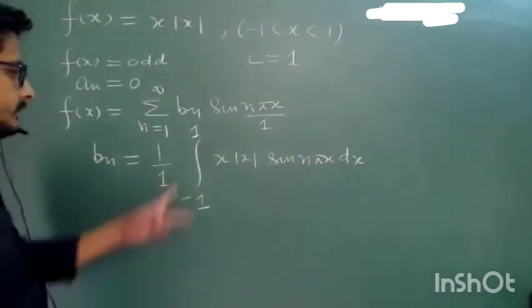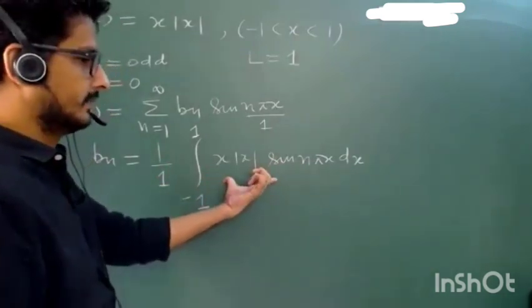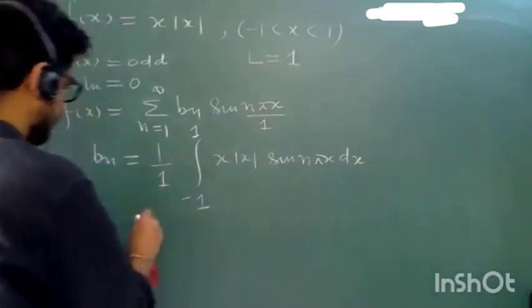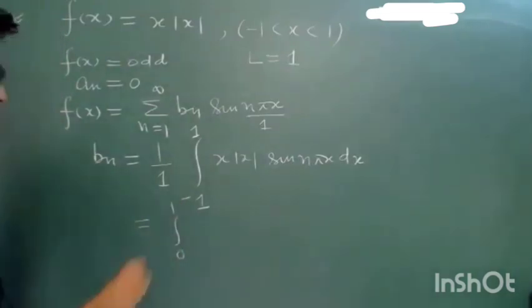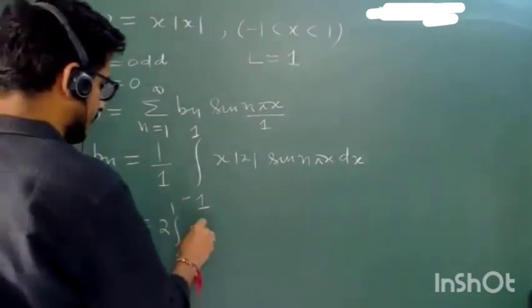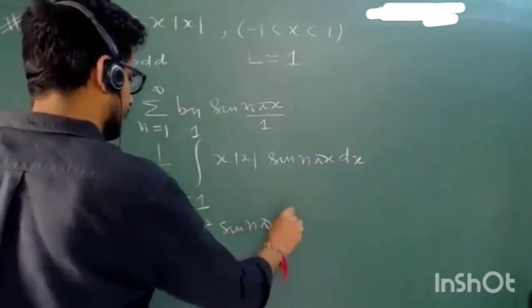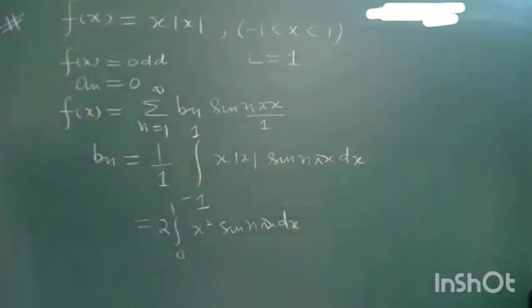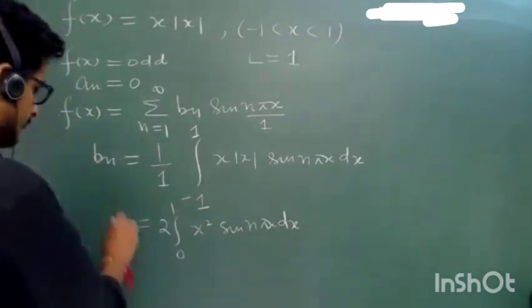So now this is odd and this is also odd. So the multiplication is even this time. So this will become 2 times integral 0 to 1 of x square sine of n pi x dx. Please see this. Is this okay? Yes, sir. This is the value of b_n.